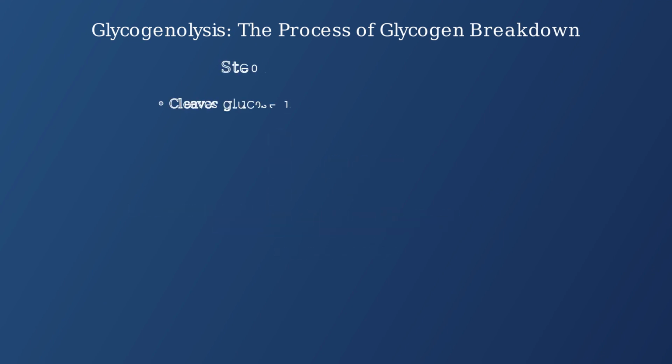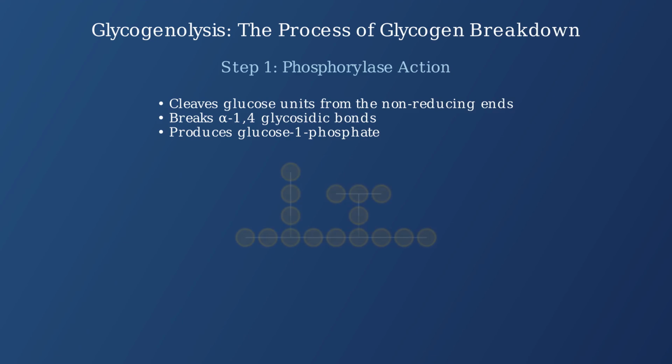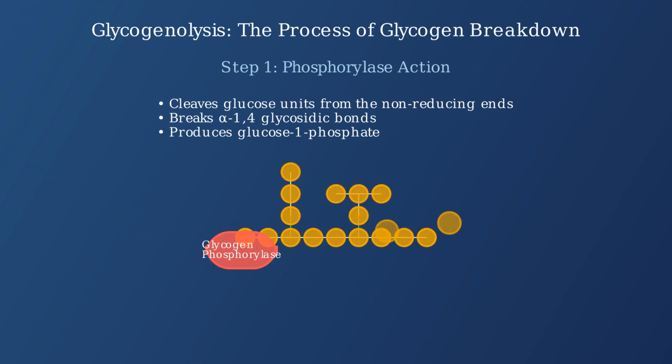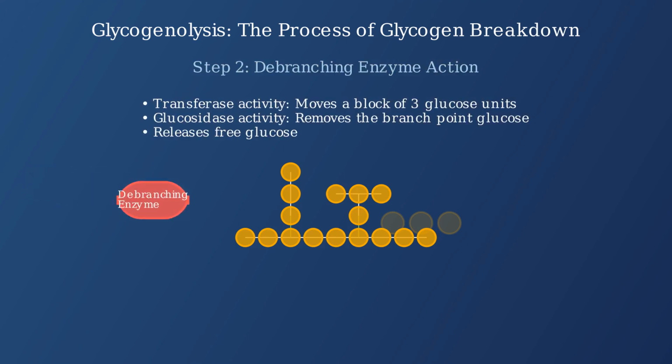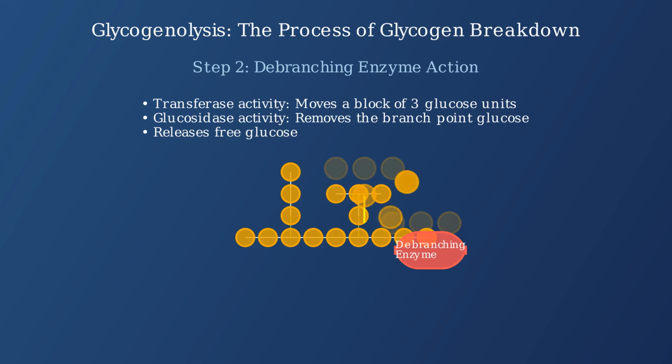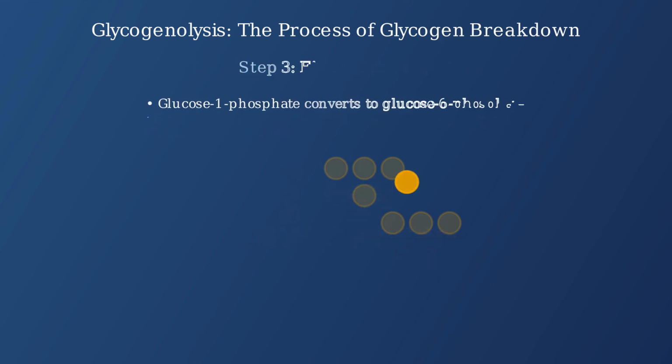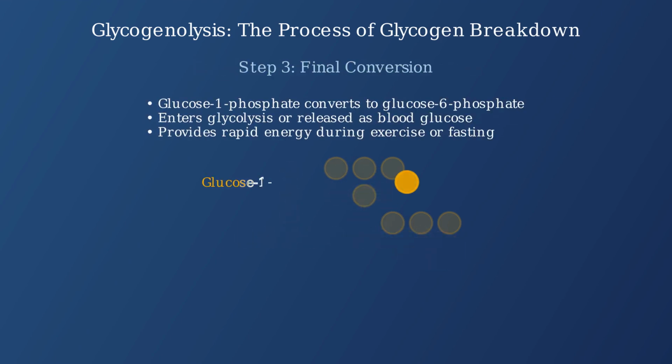Step 1 of glycogenolysis involves glycogen phosphorylase, which cleaves glucose units from the non-reducing ends of glycogen chains. When phosphorylase reaches a branch point, it stops. This is where the debranching enzyme comes in, with its dual functions. In the final step, the glucose 1-phosphate produced by phosphorylase is converted to glucose 6-phosphate, which can enter glycolysis or be released into the bloodstream.